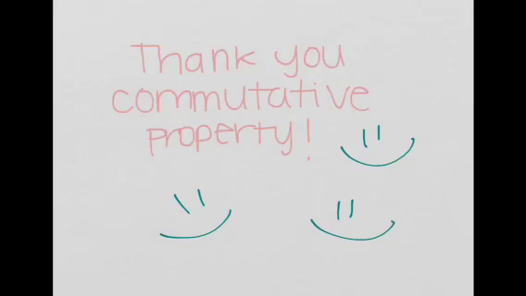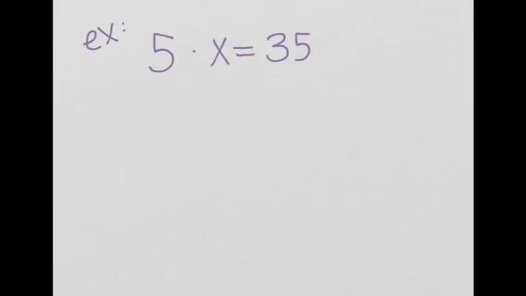So now let's move on to missing numbers in multiplication. So we have that 5 times x is equal to 35. Well, we use inverse operations just as we did for the subtraction and addition ones. So I'm going to divide 35 by 5. And 35 divided by 5 is equal to 7.